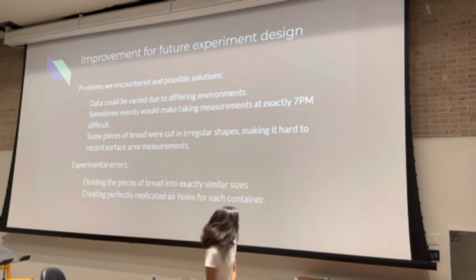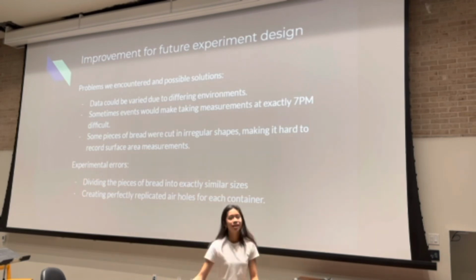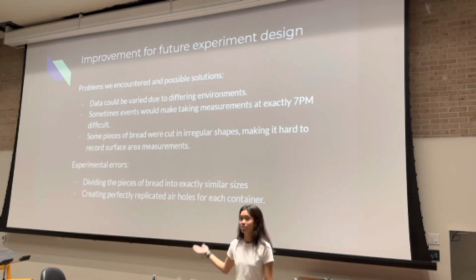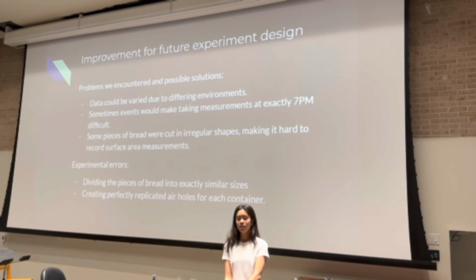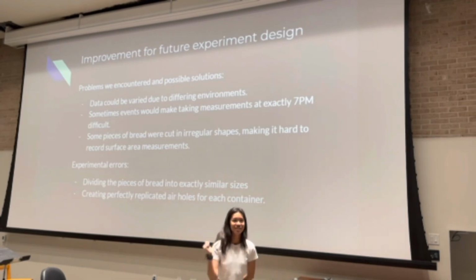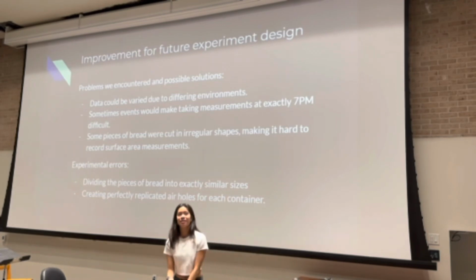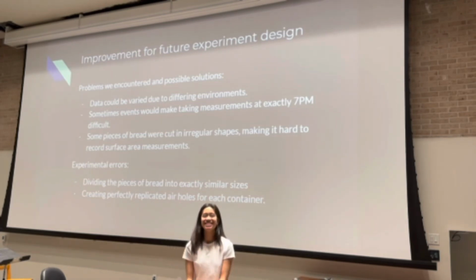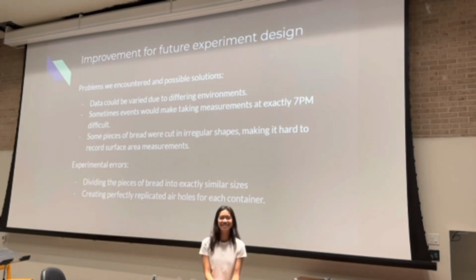Another thing that would improve our experiment is the time we took our measurements. We said we took them every Tuesday and Friday at 7 p.m., but sometimes we couldn't make it because we're college students, so an hour or 2 hours could make a big difference. So that's something that we could fix.